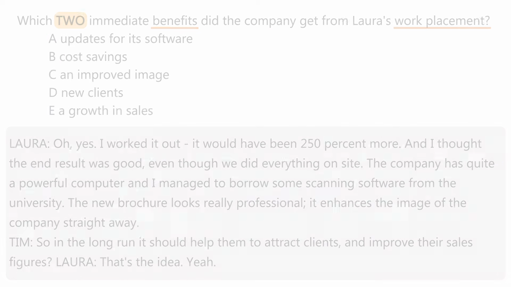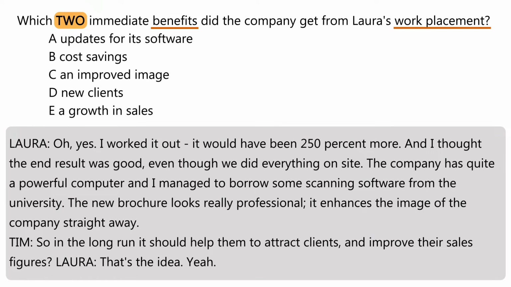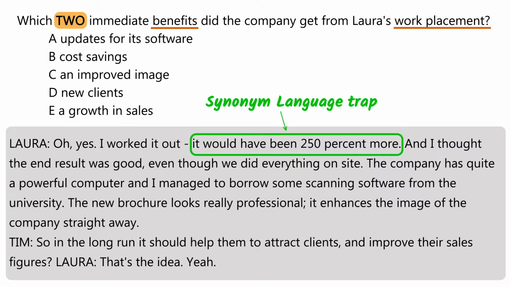Now, let's wait for the second part. Now, the second part, what are the two immediate benefits did the company get from Laura's work placement? So Laura starts, she says, oh yes, I worked it out. It would have been 250% more. So this is very important. This is synonym language. And it also uses perfect modals. It means if I hadn't done this, it wouldn't have been like this.